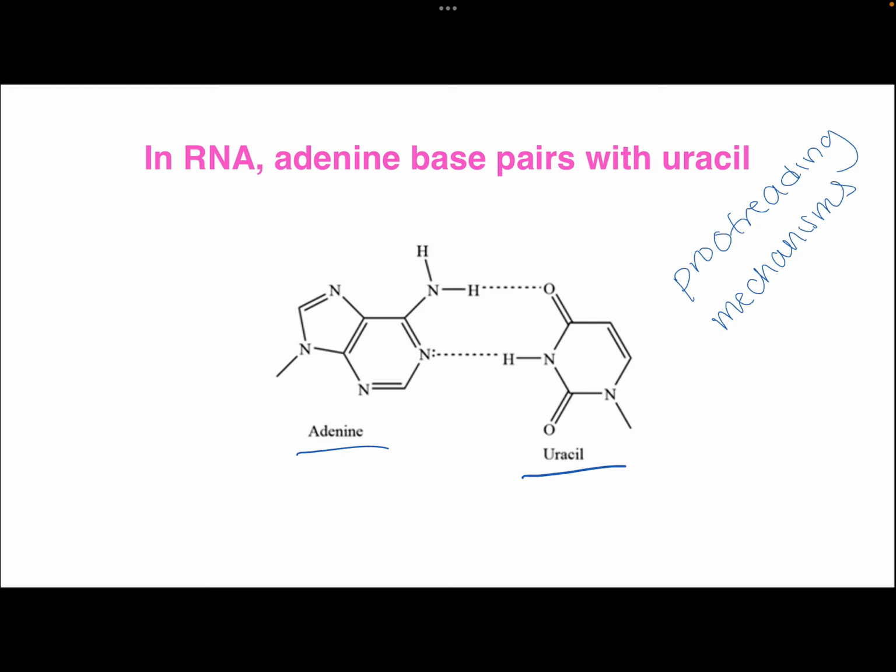Since RNA is a temporary molecule, it's just produced to carry a message and then degraded. It's not as important for it to be exactly perfect. It doesn't need all these proofreading mechanisms. In DNA, thymine helps to ensure that the DNA is being properly copied every time. It provides a place for proofreading mechanisms to be used.